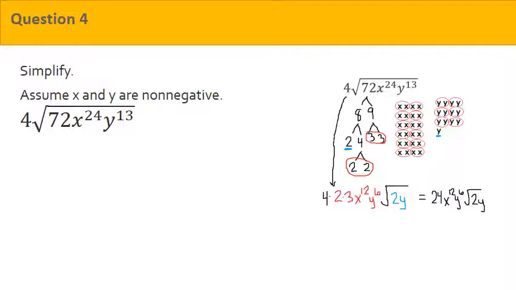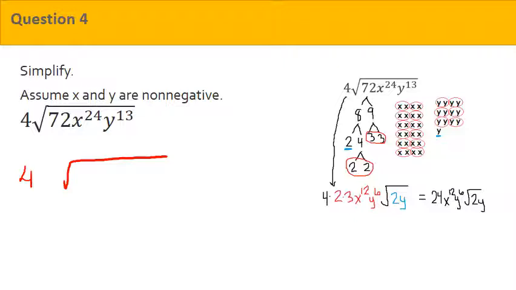All right, so let's look at question 4. Assume x and y are non-negative. So we're taking the square root. We have 4 on the outside with the square root of 72. I'm going to leave a little space right there for my x's and y's. What perfect square goes into 72?